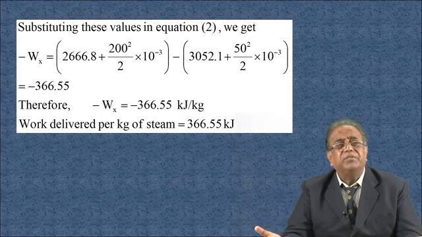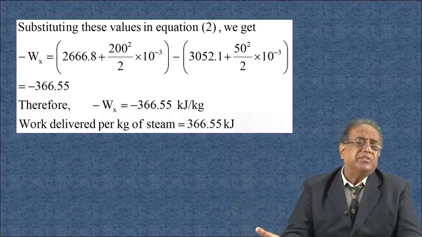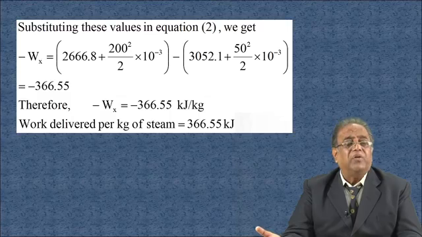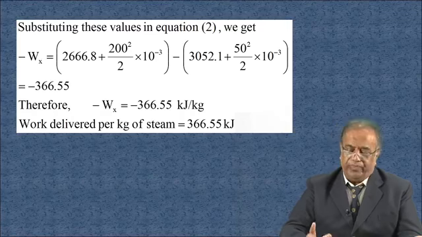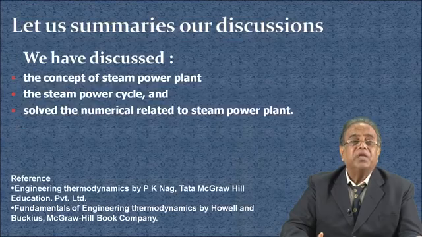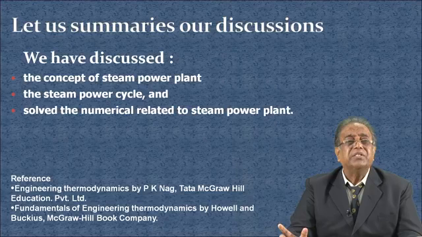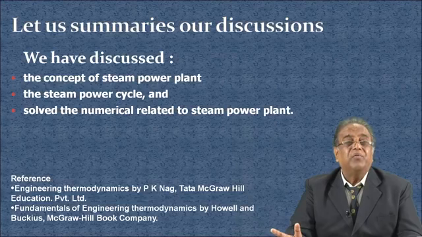And the efficiency is very simple: efficiency is nothing but output by input. Here the net output for this system is equal to WT minus WP, and the input is nothing but Q1. So we can calculate the efficiency of the steam power plant. Let us summarize what we have discussed in today's discussion. We discussed the concept of steam power plant, the steam power cycle, and lastly we solved the numerical related to steam power plant.